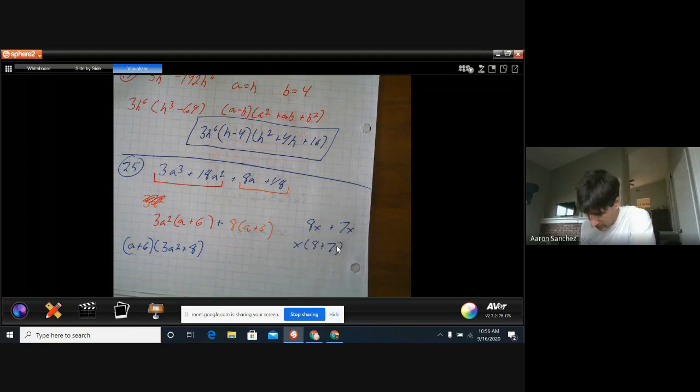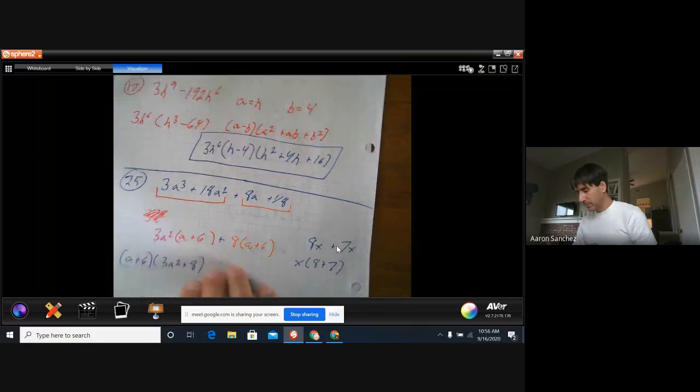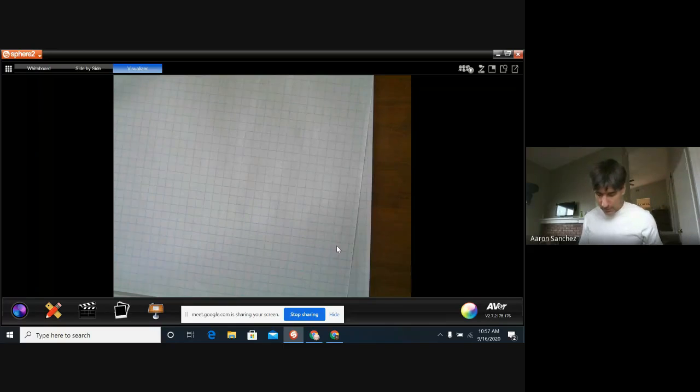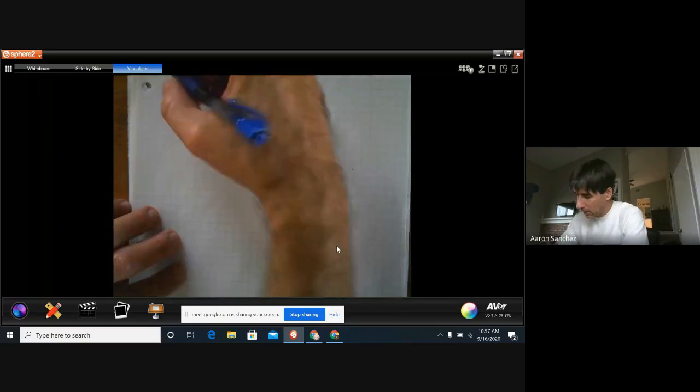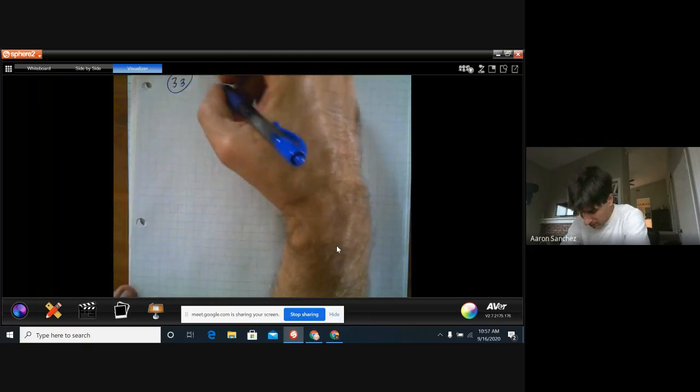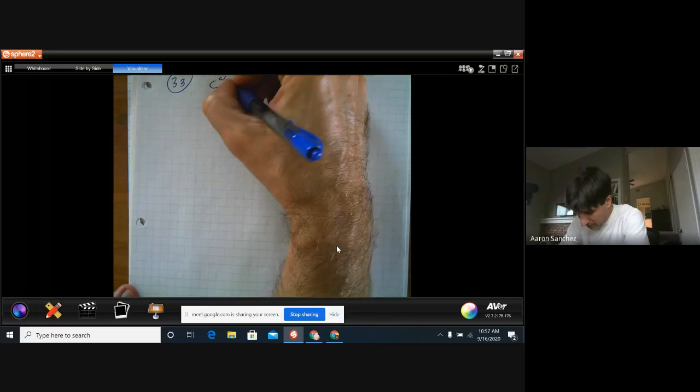And 33. Oh, 33 is kind of interesting. Should I do 33? How am I doing here? You guys see 33? I think I'll do 33 very quickly. 33 is not that weird, not that hard. It's not that hard if you can do regular factoring.